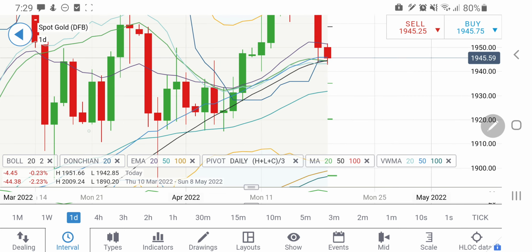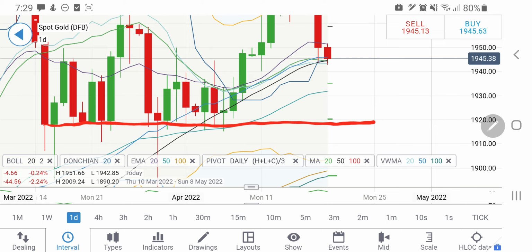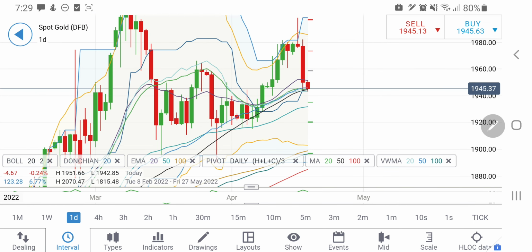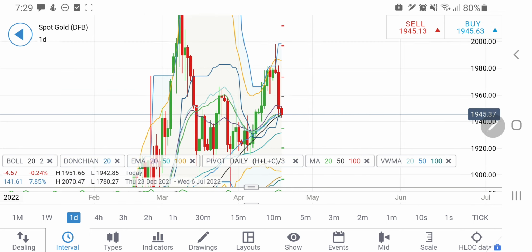Now see, this is the very strong support zone at 1920 which is still existent. If it tries to break this, then it is extremely weak, and if it breaks this, that is a sign of a reversal where gold will enter into bearish territory. However, I hope that it may not happen today, and probably it may try to bounce back again and cross the levels at 1950, above which we can expect it to trade bullish.